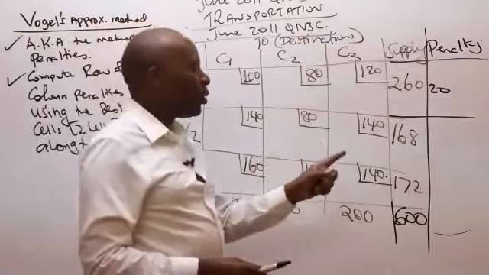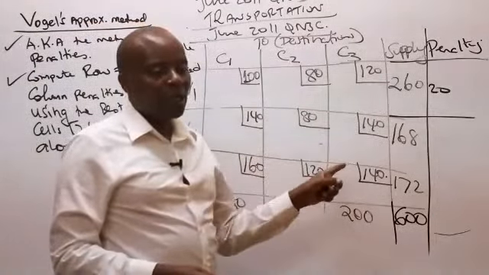From there now we go to the second row. Second row, could you kindly give me the penalty of the second row?